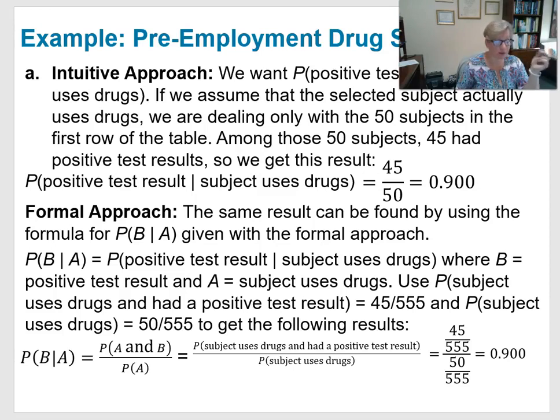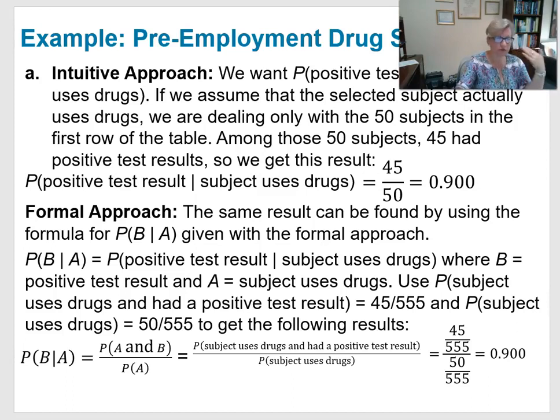Now, from that chart, we know there were 50 people who said that they used drugs. So 50 divided by 555. But notice, when you have those two fractions that you're dividing and they both have the same denominator, the denominators don't matter. So you still end up with 45 divided by 50, which is still that 90%.